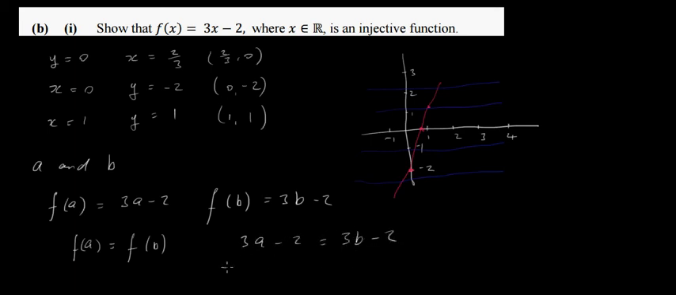That will give me 3a is equal to 3b. That will give me a is equal to b. So that shows that no two domain values get mapped onto the same output. So there are a couple of different ways of doing that particular question. Okay, so let's move on to the next one then.